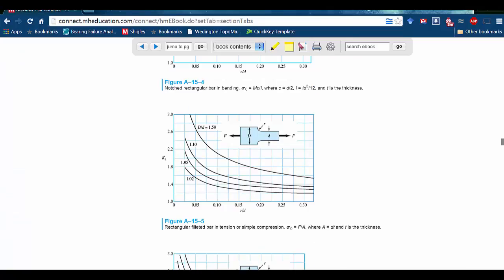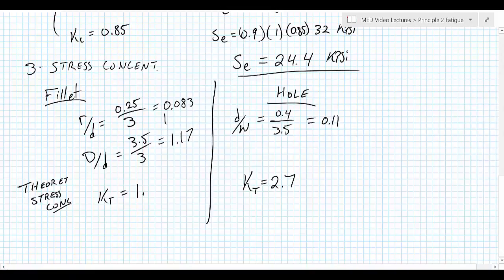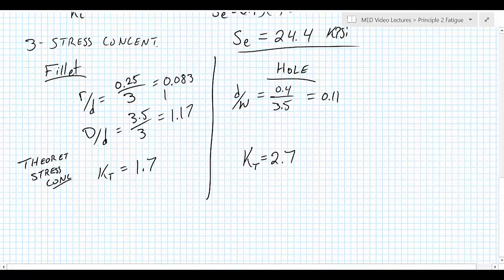Now let's find it for the fillet. The D over D line that we'll be on was 1.1, a little bit higher than that because it was 1.17. And the R over D line on the vertical axis is 0.083. So we're close to a tenth there. So that looks like it puts us at a KT of maybe 1.7, if 1.6 is halfway there between 1.4 and 1.8. So KT value of 1.7. Now notice the hole is much higher, but the stress value that we apply it to is going to be very different at the hole and at the fillet. So let's continue on.